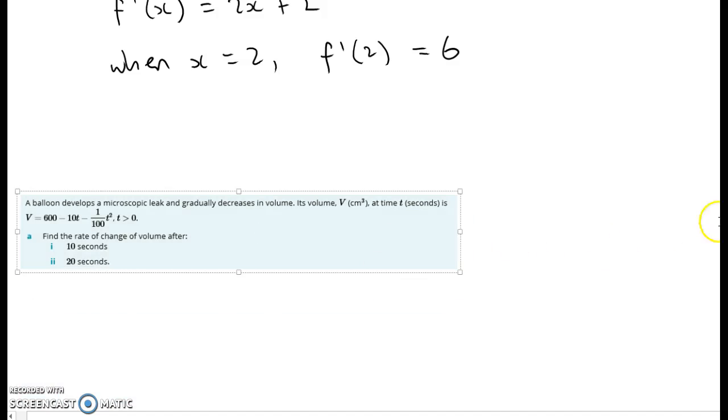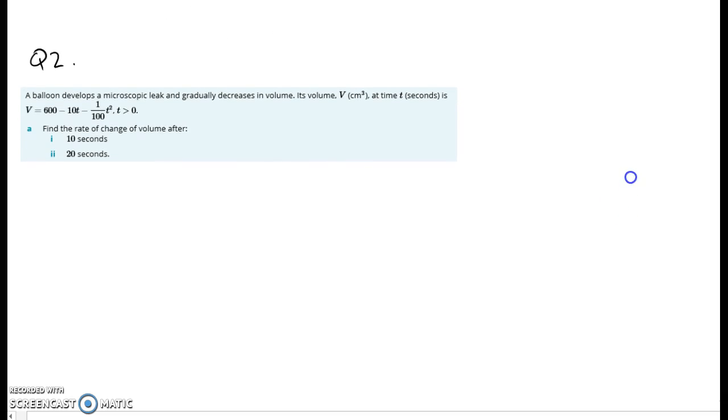A balloon develops a microscopic leak and gradually decreases in volume. Its volume V at time t seconds is given by that rule. So, question 2. Find the rate of change of volume after 10 seconds and 20 seconds. Now, you need to be careful here because you may be thinking, alright, we've got t equals 10 and we've got t equals 20. I'll simply substitute those t values into our rule here.